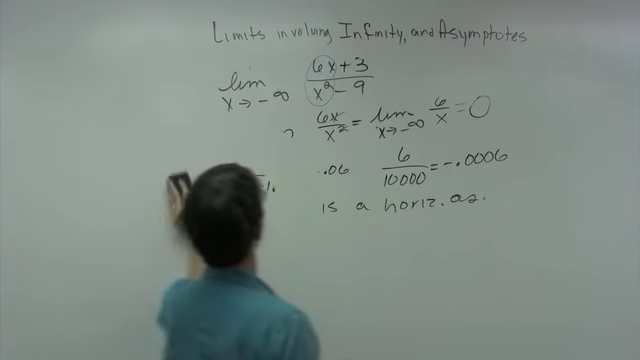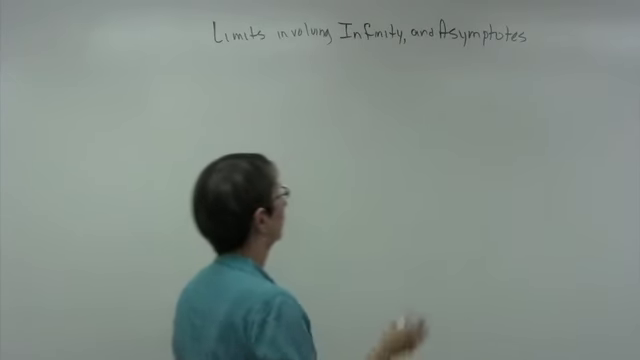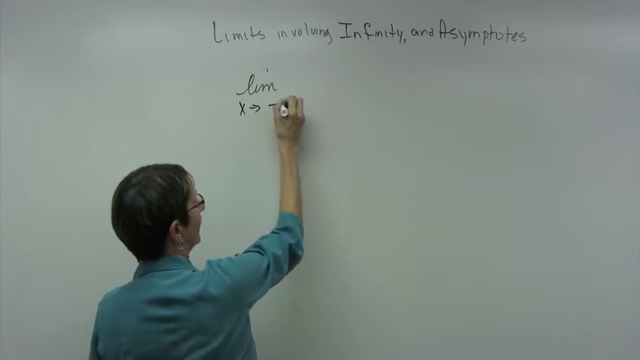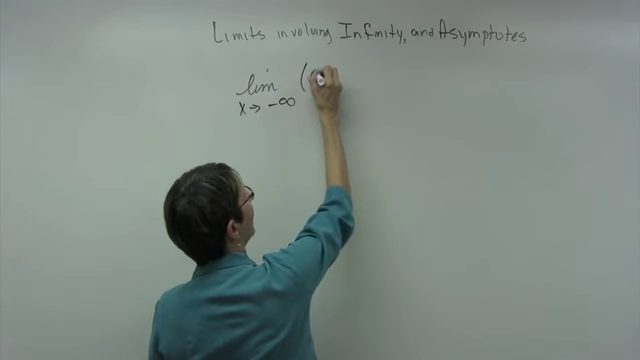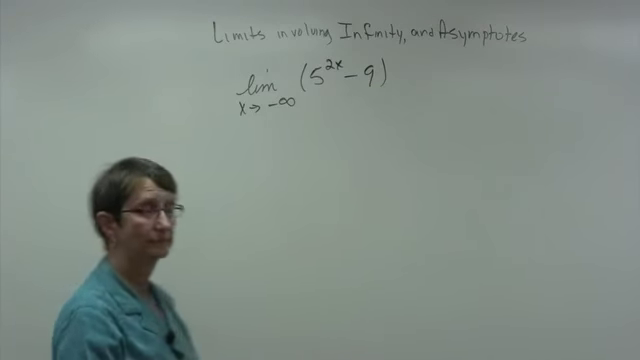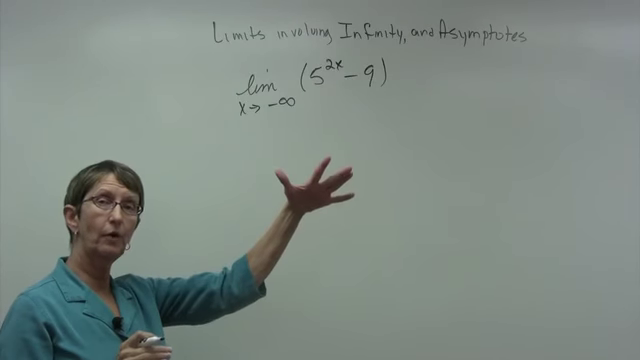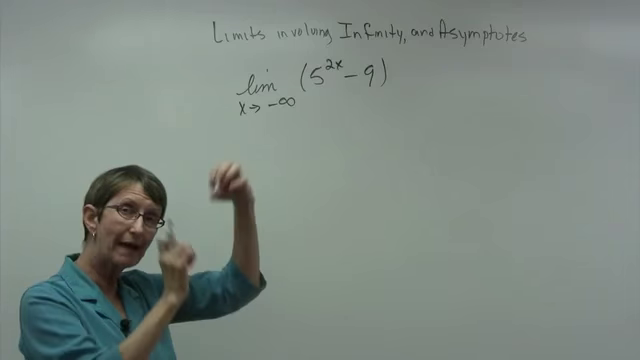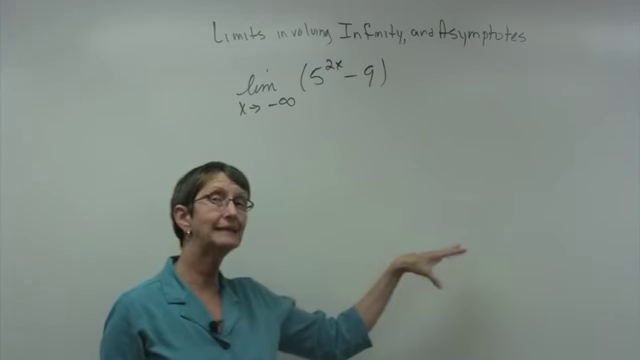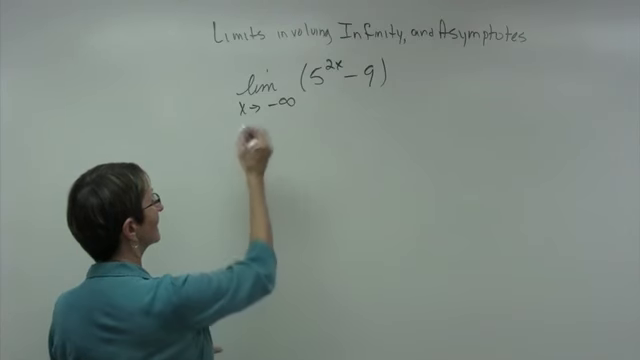Let's look at one more. Limit as x approaches negative infinity of 5 to the 2x power minus 9. Well, I can't use dominant terms because I don't have a polynomial in the numerator and a polynomial in the denominator, so I don't have powers of x. So about the only thing I can do here is substitute in numbers, similar to the way we had to substitute in the last example. I want negative infinity, so let's think about what might happen.